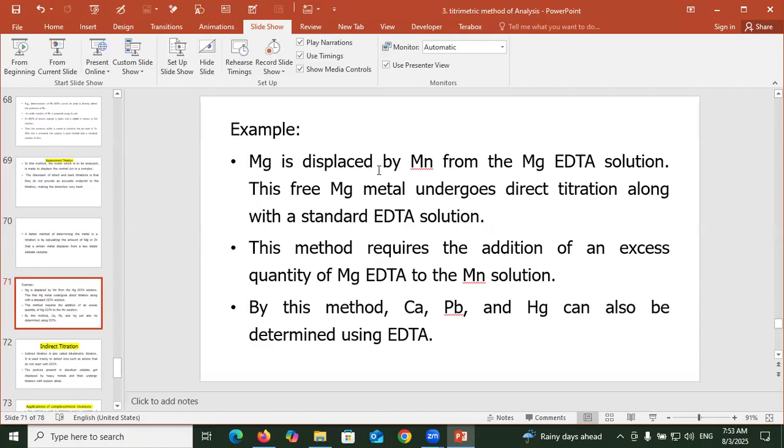For example, magnesium is displaced by manganese from the magnesium EDTA solution. This free manganese metal undergoes direct titration with the standard EDTA solution. This method requires the addition of an excess quantity of manganese EDTA to the manganese solution. By this method, calcium, lead, and hydrogen can also be determined using EDTA.